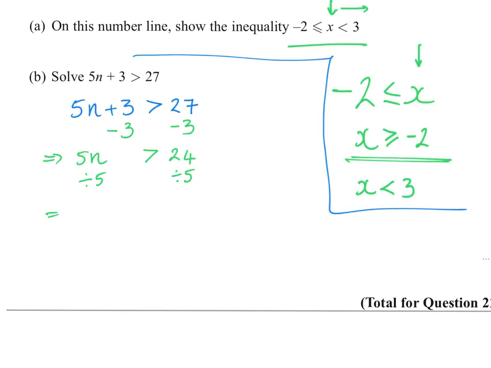So we would end up with n is greater than 24 fifths. And you don't need to reach for your calculator and say 4.8. It's absolutely fine to leave it as 24 fifths if you wish.